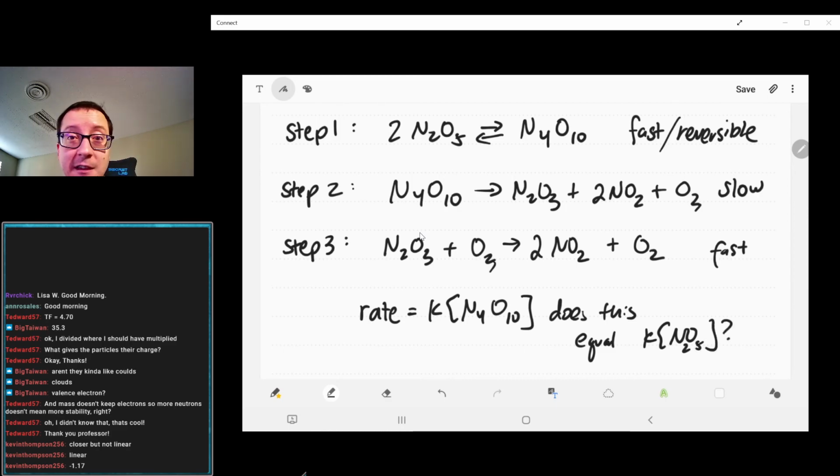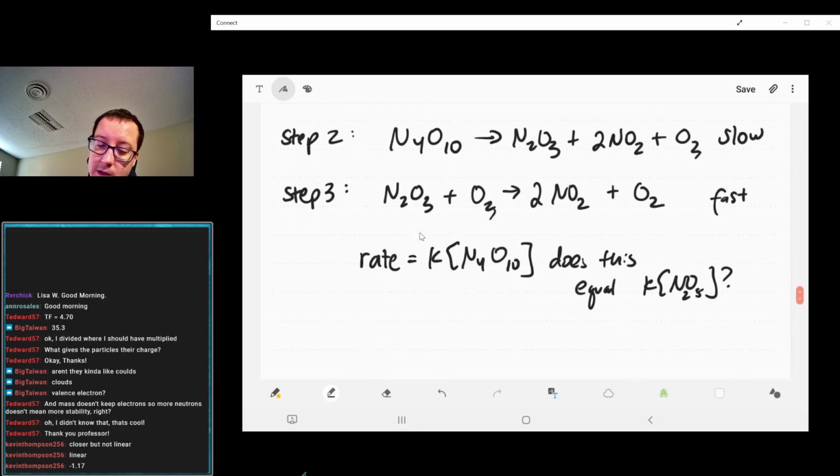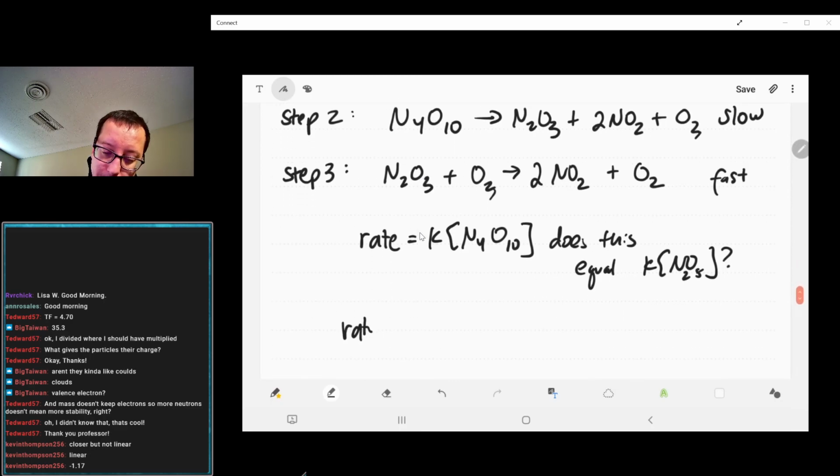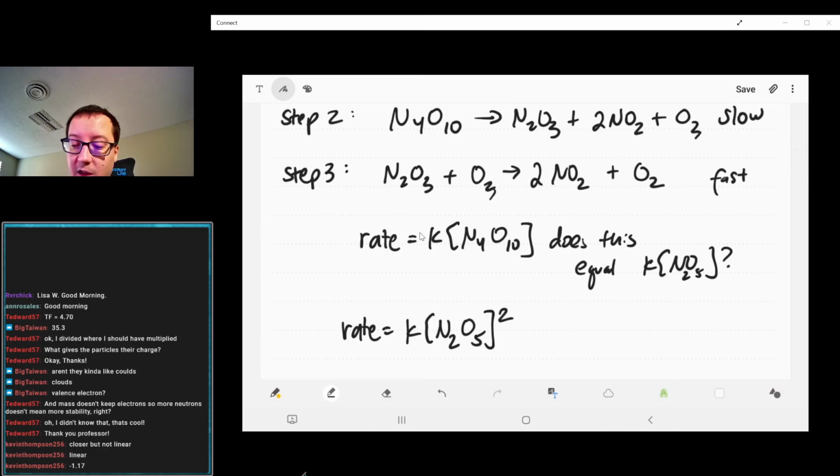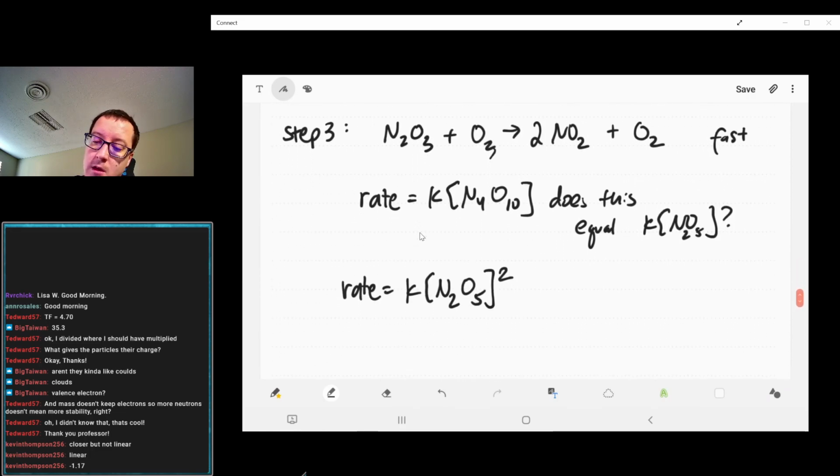That's our kind of task here, and that'll let us know if this is a potential mechanism or not. So if we look at our fast reversible step, we're going to have N2O5 squared. Remember, for elementary steps, our rate law is dependent on the stoichiometry. And we're going to say that this is going to be the same as the reverse of the opposite reaction, that they're happening at the same time at the same rate. They're in equilibrium going back and forth.